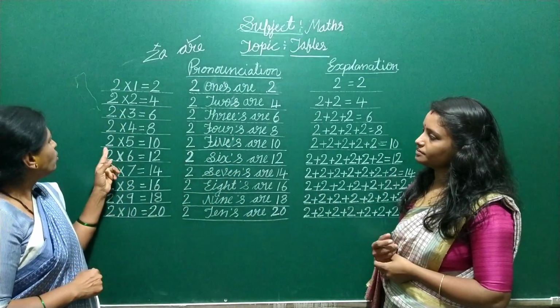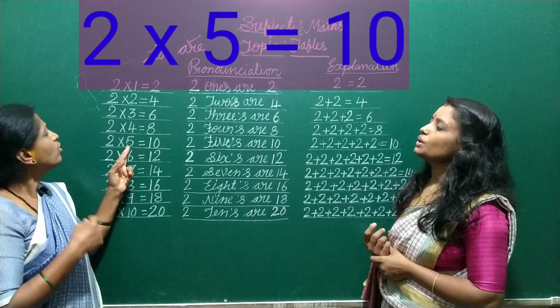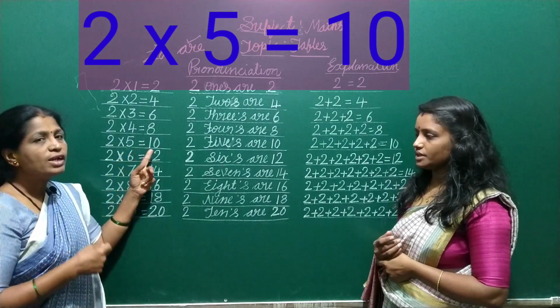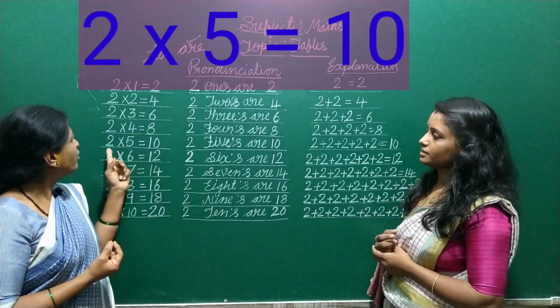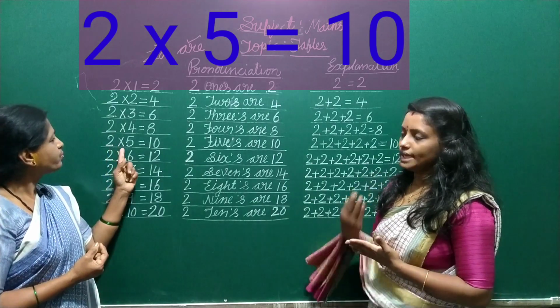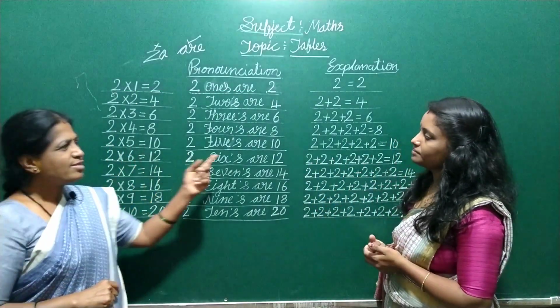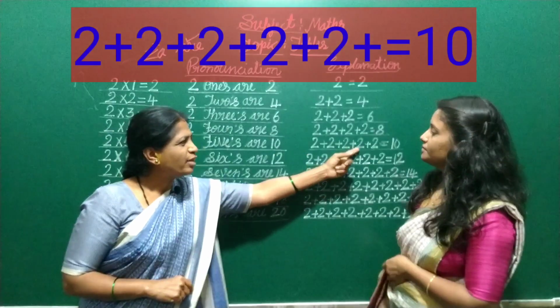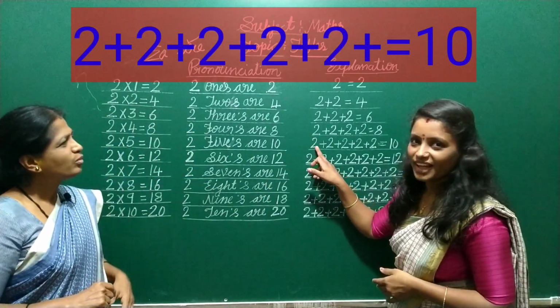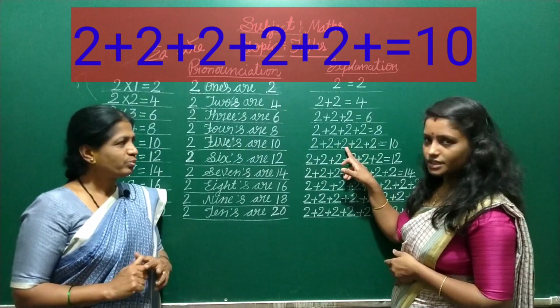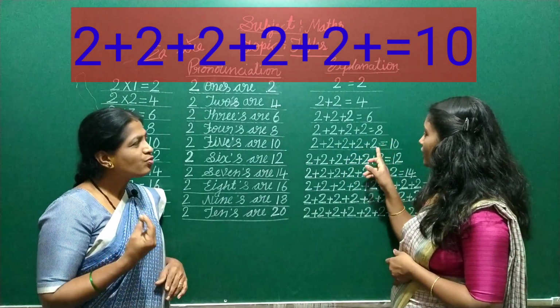Now, 2 into 5 equals 10. Say it once again, 2 into 5 equals 10. You can see here how many 2's are there. Will you count? 1, 2, 3, 4, 5. Five.